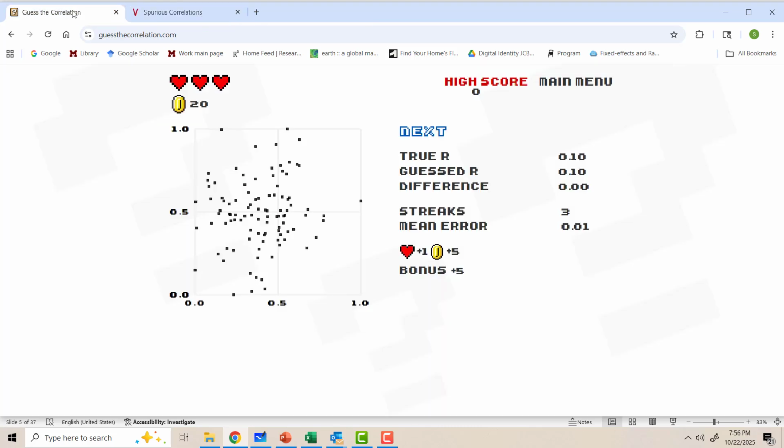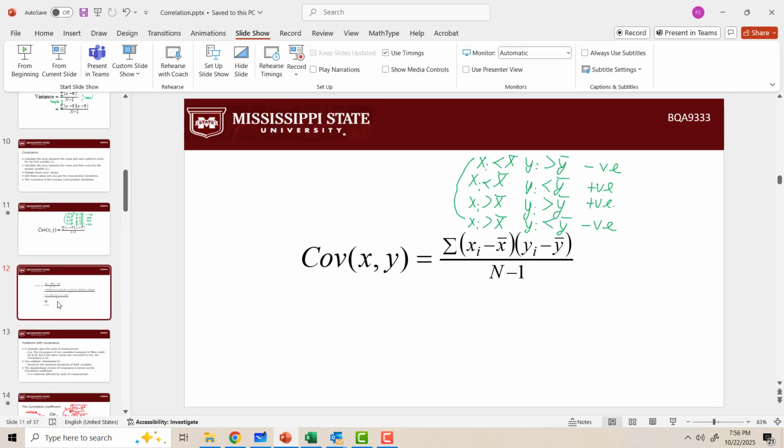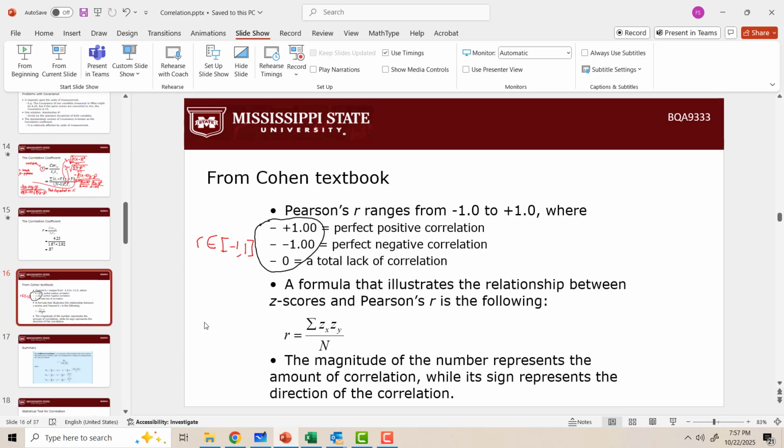Okay, so that's enough fun with correlation guessing games and spurious correlations. It's back to the math. So, where were we? Oh, we were talking about z-scores. So remember I said that a correlation is positive if both values, x and y, are above the mean, or if they're both below the mean, and negative if one's above and one's below.